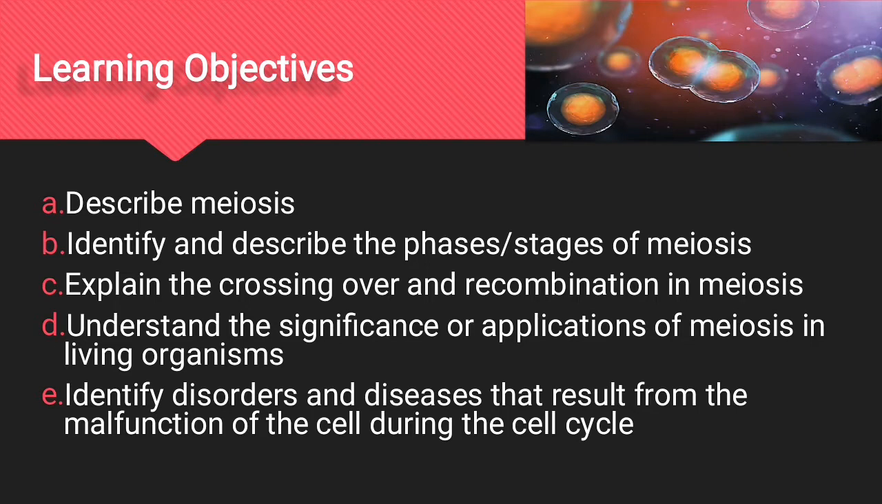For learning objectives, you're going to describe meiosis, identify and describe the phases and stages of meiosis, explain the crossing over and recombination in meiosis, and understand the significance or applications of meiosis in living organisms. Identify disorders and diseases that result from the malfunctions of the cell during the cell cycle.